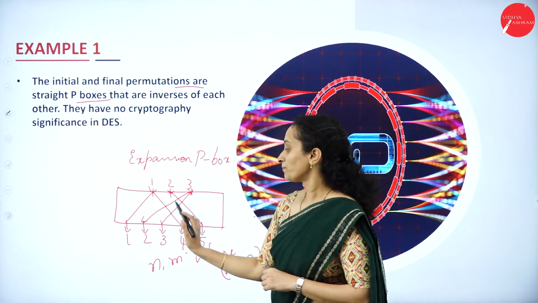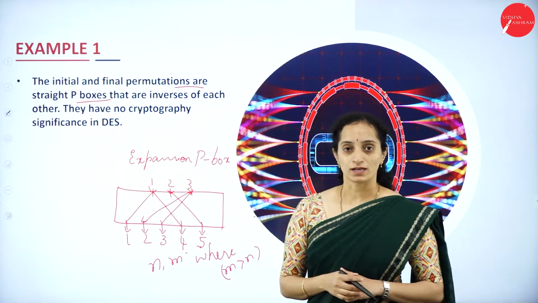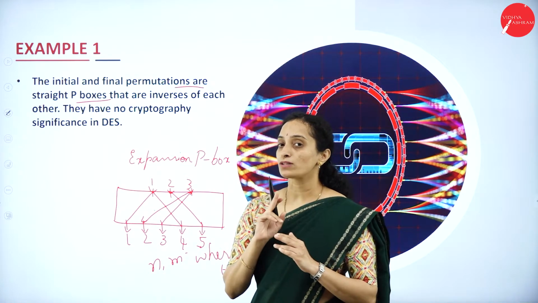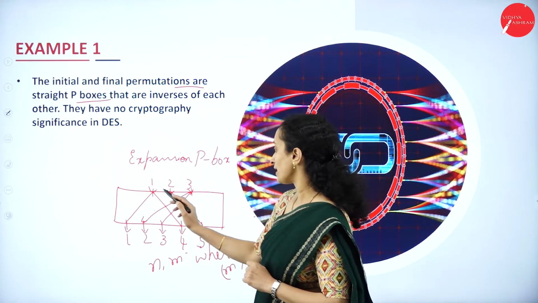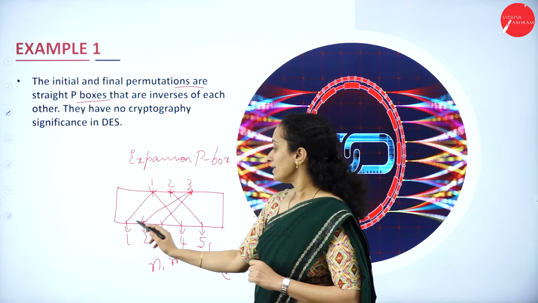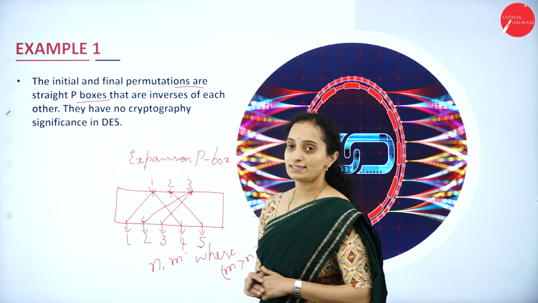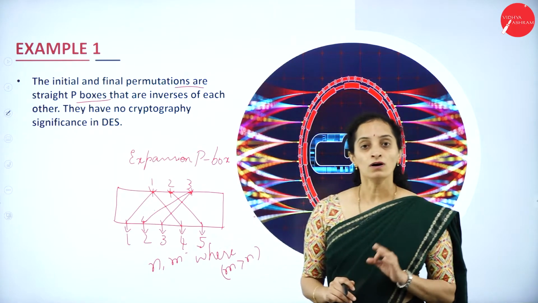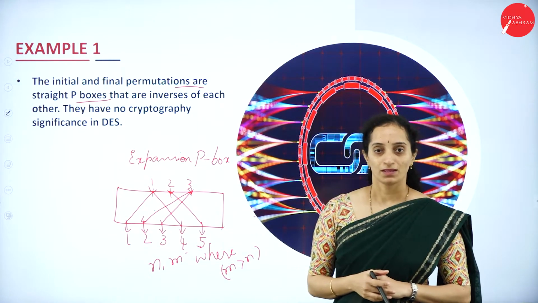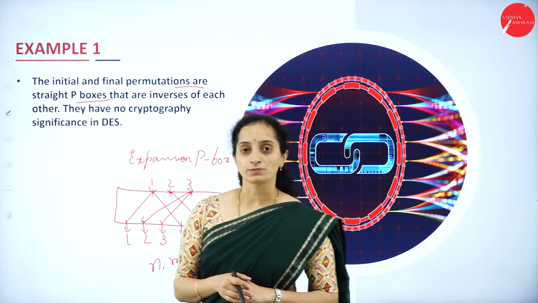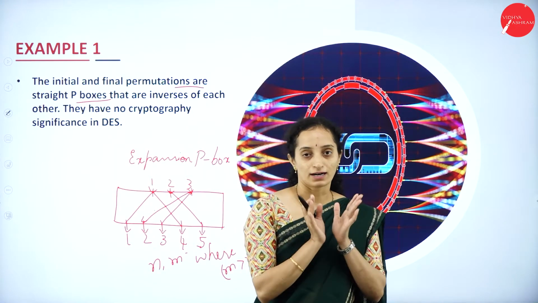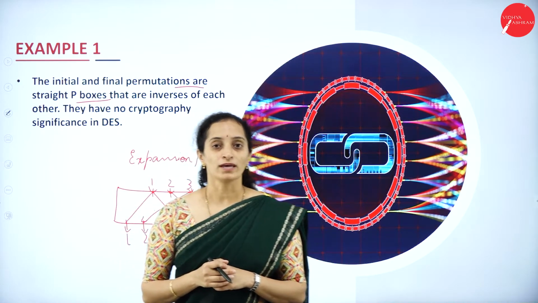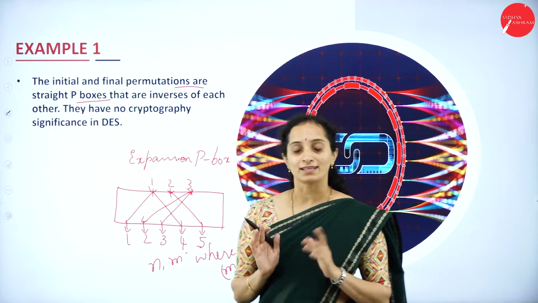In the expansion P box, 1 input port is permuted to more than 1 output port. In this example, you can observe that input port 1 is permuted to output ports 1 and 4, whereas input port 3 is permuted to output ports 2 and 3. Whereas compression reduces, expansion increases the size of the output ports. That is why it is called expansion, expanding the number of output ports.